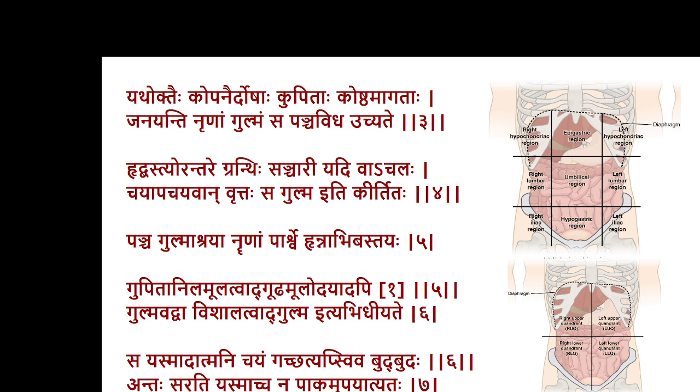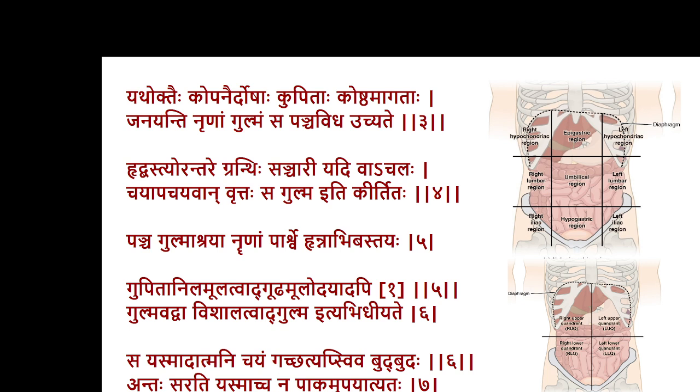Location of the Gulma is Hrbastyoho Antare Grandhi Sanchari Yadiva Achalaha Chaya Pachayavan Bruttaha Sagulmahiti Kirtaha. A granthi or a palpable mass which is produced in between Hridaya and Basti, that's the chest and the pelvic area with the abdomen in between. That's the area where these lesions are located.